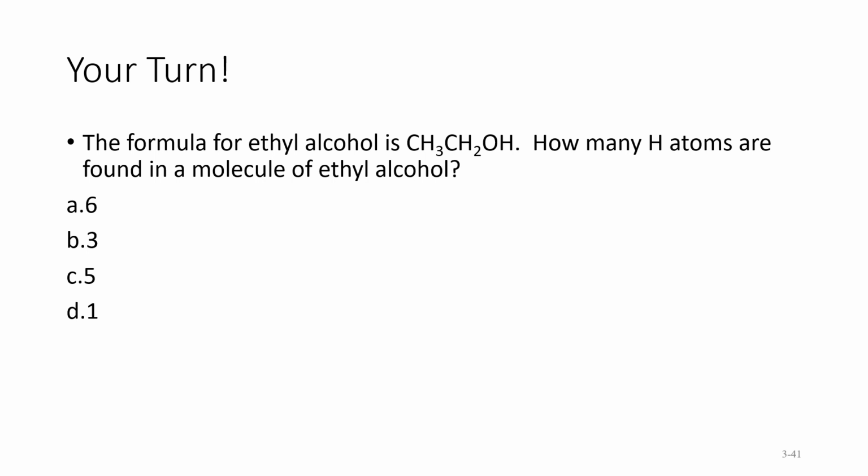The formula for ethyl alcohol is CH3CH2OH. How many hydrogen atoms are found in a molecule of ethyl alcohol? So with this one, you're going to add them up. So we have 3 hydrogen here, 2 hydrogen here, and 1 hydrogen here, and that gives us 6.